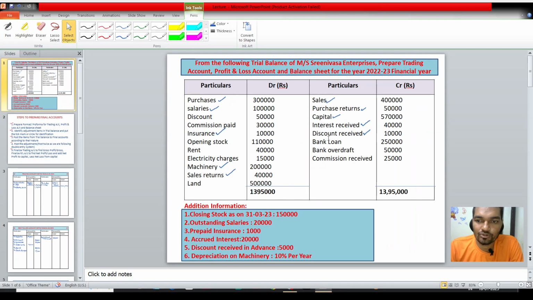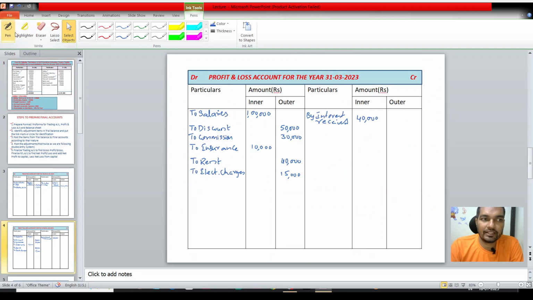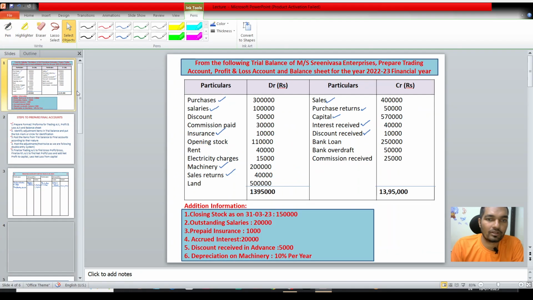So coming to discount received, there is an adjustment for discount received also, 10,000 rupees. This is also indirect income. We have to give some gap by discount received. The amount of discount received, 10,000, we have to show the inner column, all of you.